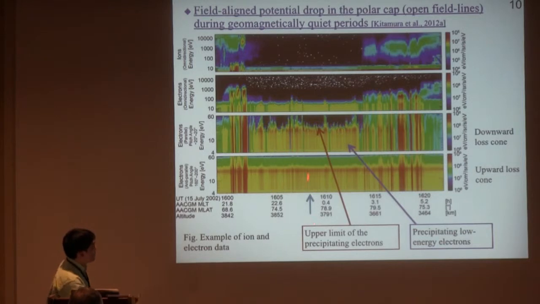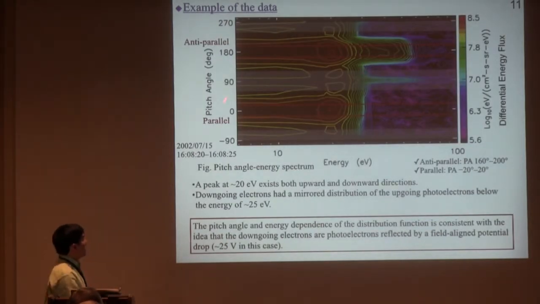Next, we show this interval in more detail. This panel shows the pitch angle and energy spectrogram. The color shows differential energy flux. This is the upward direction. So this is upgoing photoelectrons produced in the ionosphere. This is a precipitating component. A peak at 20 electron volts exists in both upward and downward directions. And downgoing electrons had a mirrored distribution of the upgoing electrons below, in this case, the energy of 25 electron volts. This pitch angle and energy dependence of the distribution function is consistent with the idea that downgoing electrons are reflected by a static field-aligned potential drop, in this case, about 25 volts.